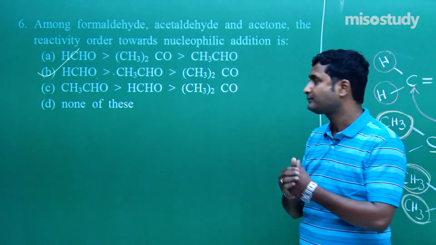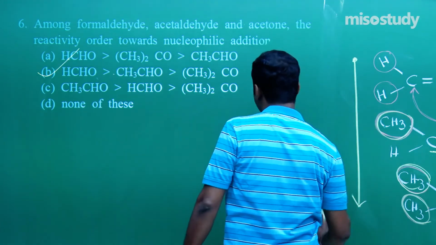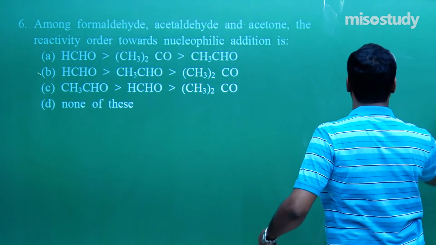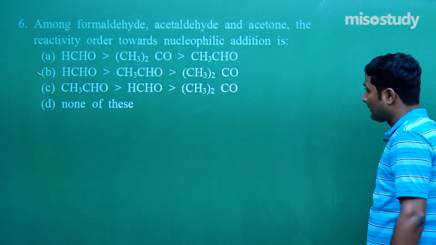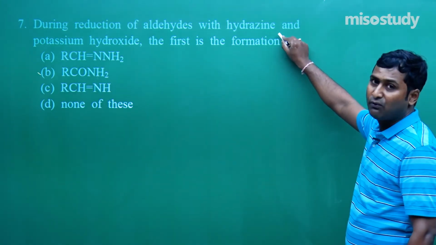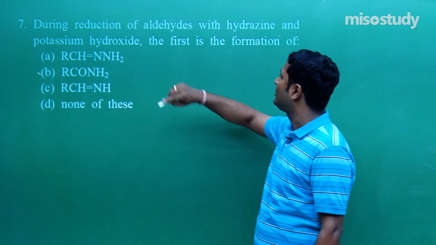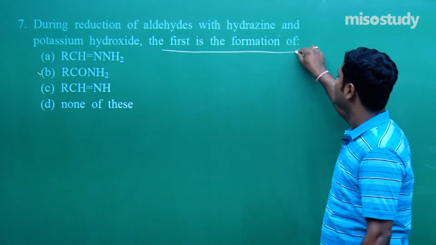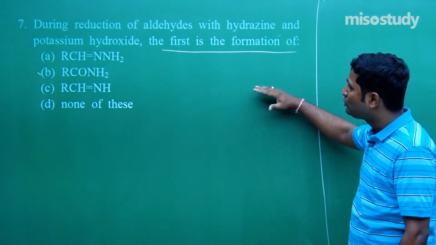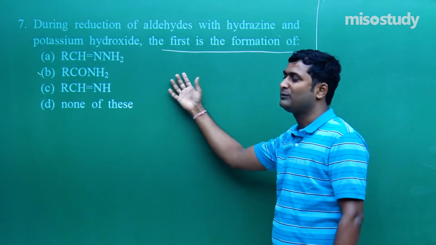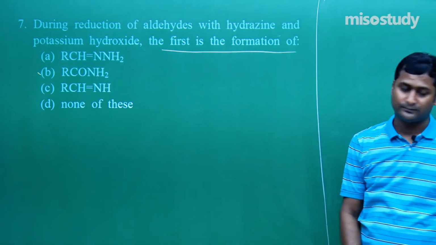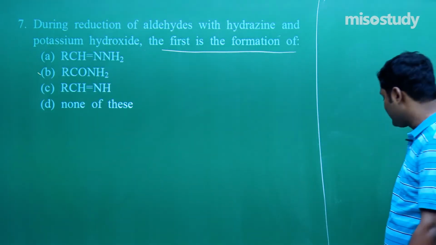Is it clear, friend? Now I am going to rub this part and we'll discuss the next one. Wait for a moment. Now look at this: during reduction of aldehyde with hydrazine and potassium hydroxide, the first is the formation of... I am leaving this question for you. Think on it, how to solve this question. This is one of the simplest questions. So read the question and try to solve it. Friend, tell me what will be the answer.